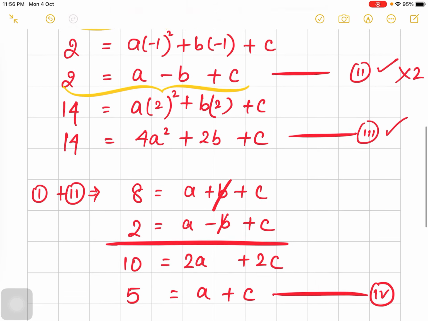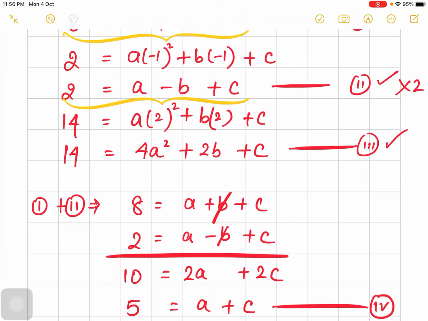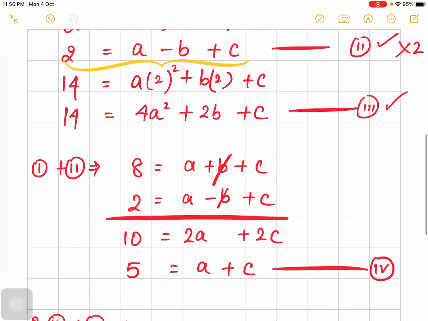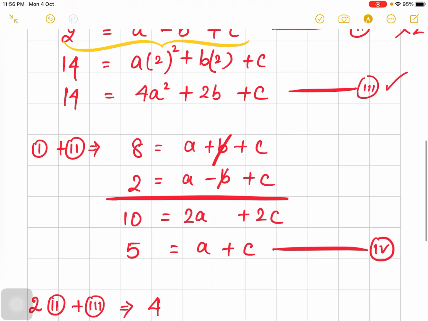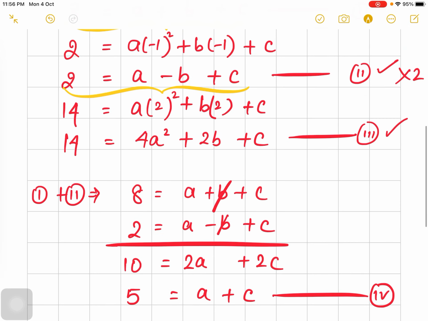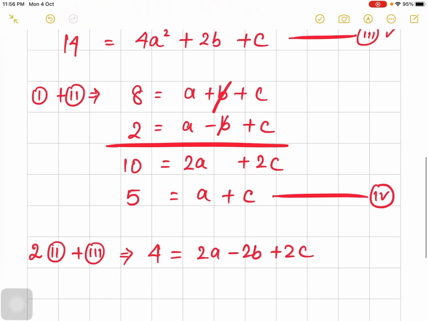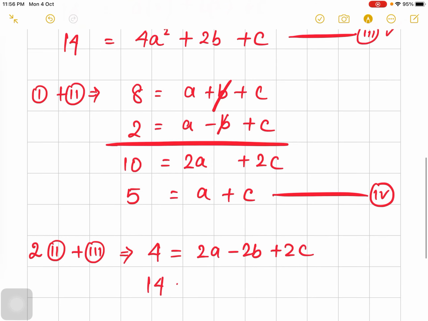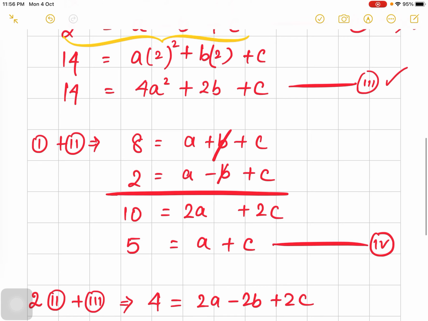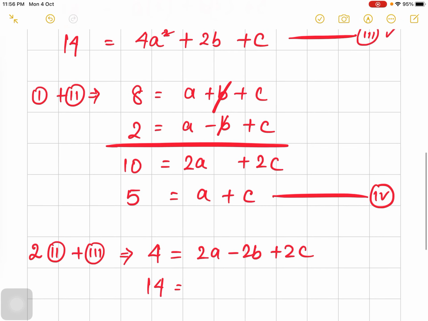So twice of second. Multiply 2 on both sides. 2 twos are 4 equal to 2a minus 2b plus 2c. Am I right? Multiplying 2 on both sides. And write the third as it is. 14 equal to 4a plus 2b plus c.